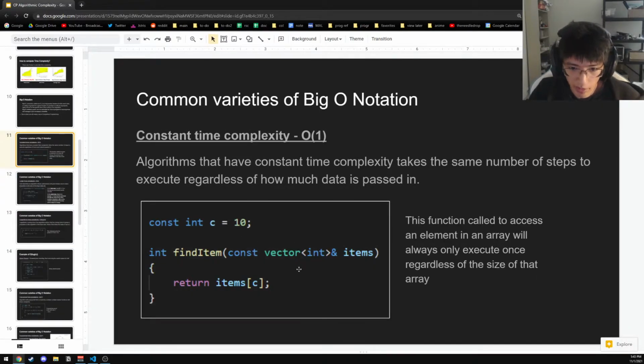So some common examples: let's say you have an array. A vector is an array in C++, and let's say you want to return the element at a certain index. An array is stored with the starting location in memory, and then you have the size of the array.